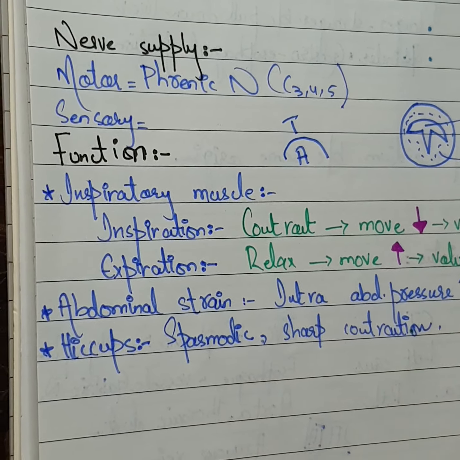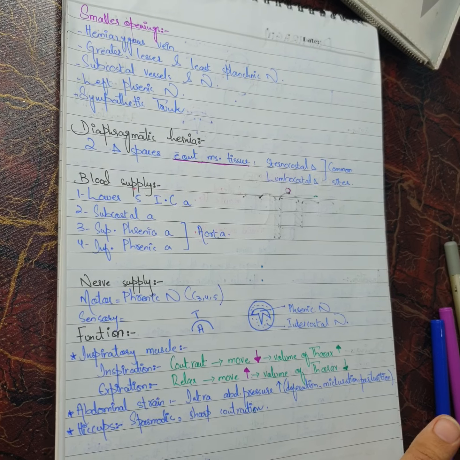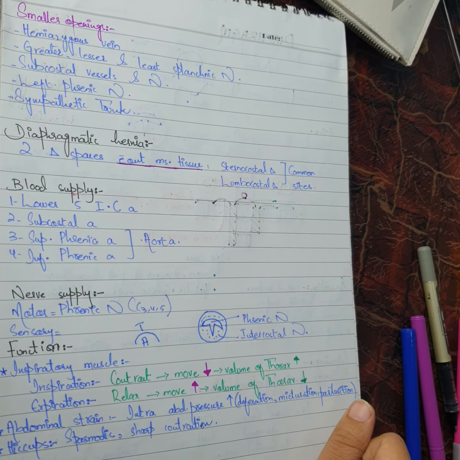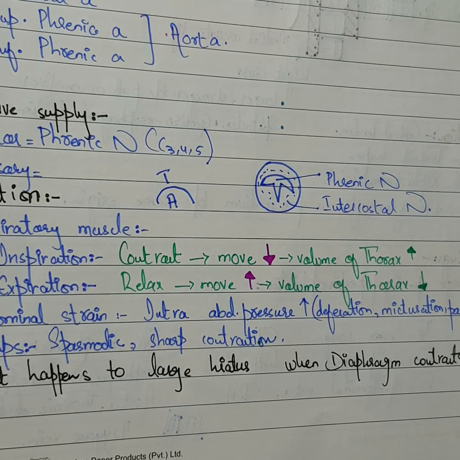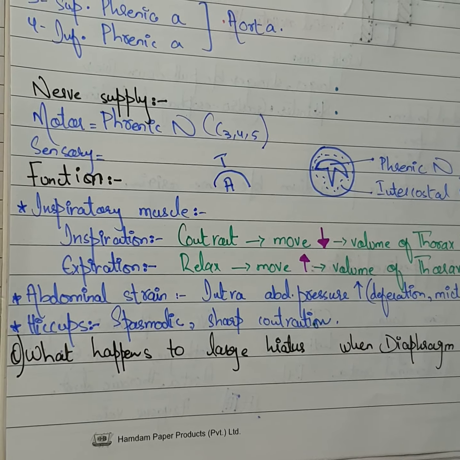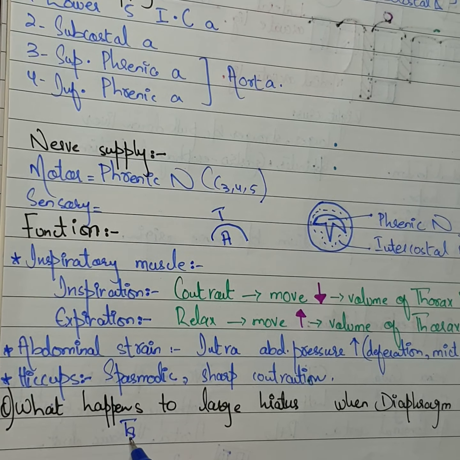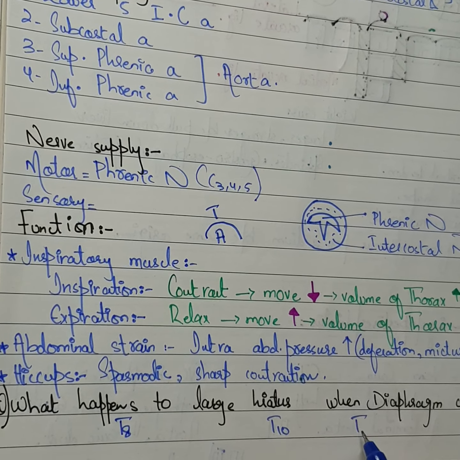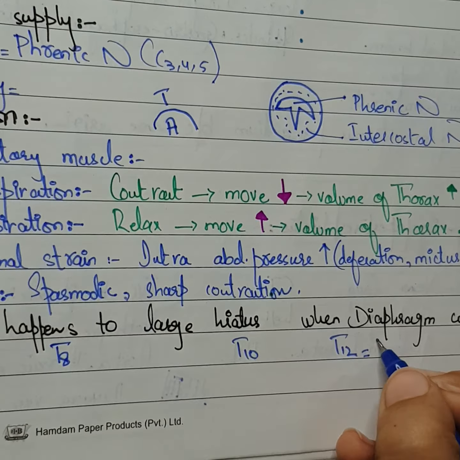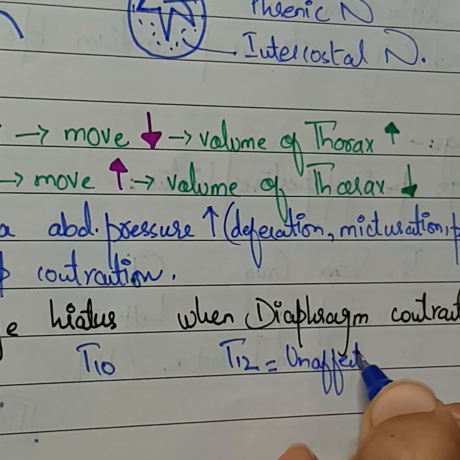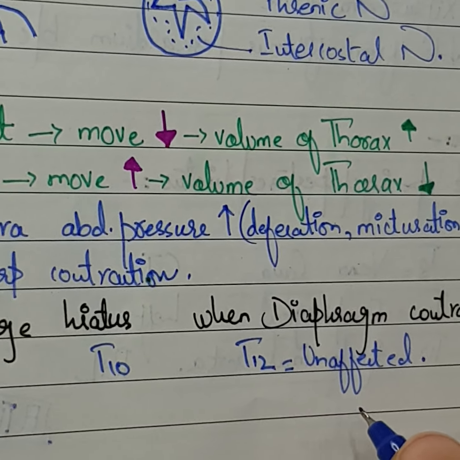So there arises a question: what will happen to the large hiatuses if the diaphragm contracts? We know the diaphragm contracts during inspiration, and the large hiatuses are present at the levels of T8, T10 and T12. The hiatus at T12, the aortic hiatus, remains unaffected during diaphragm contraction. As it was before contraction, it stays the same after contraction.